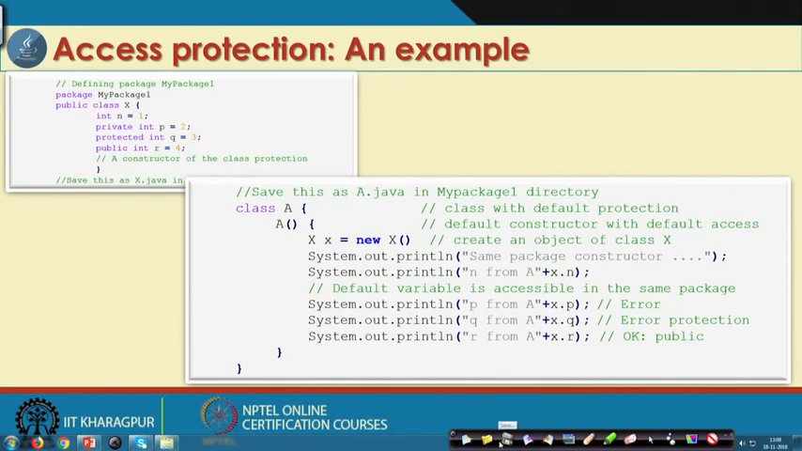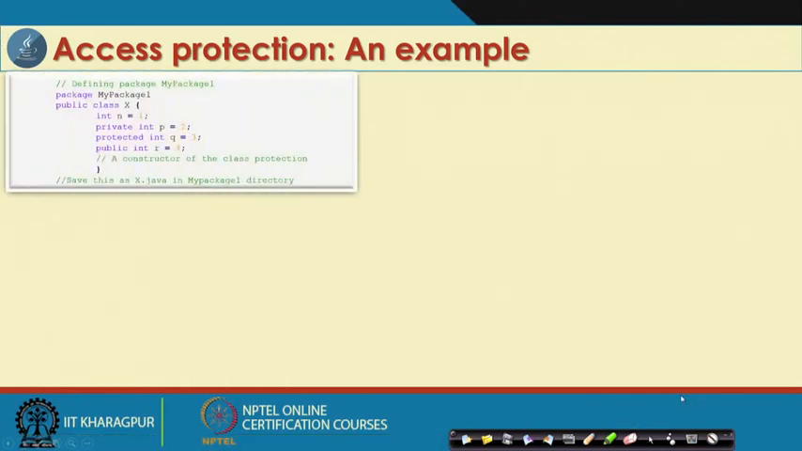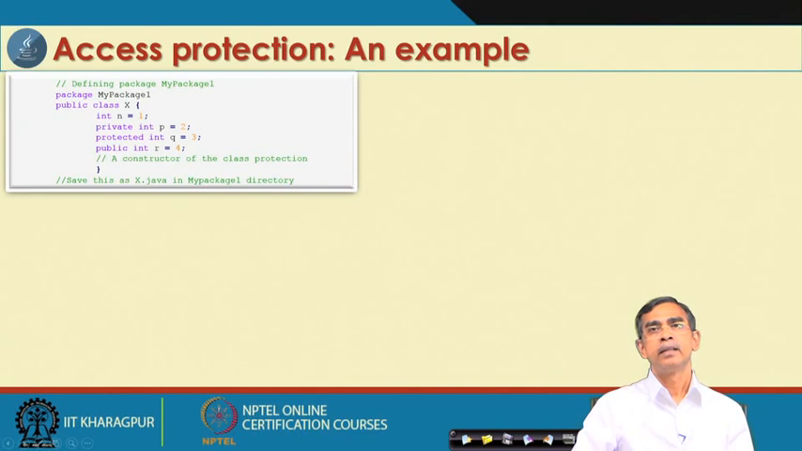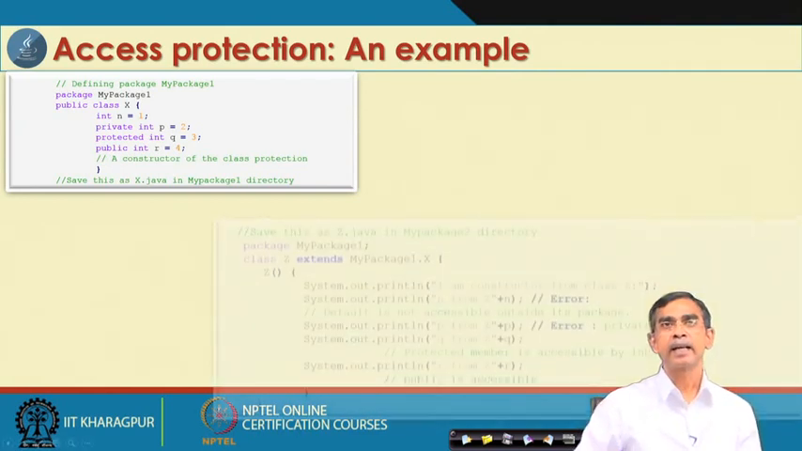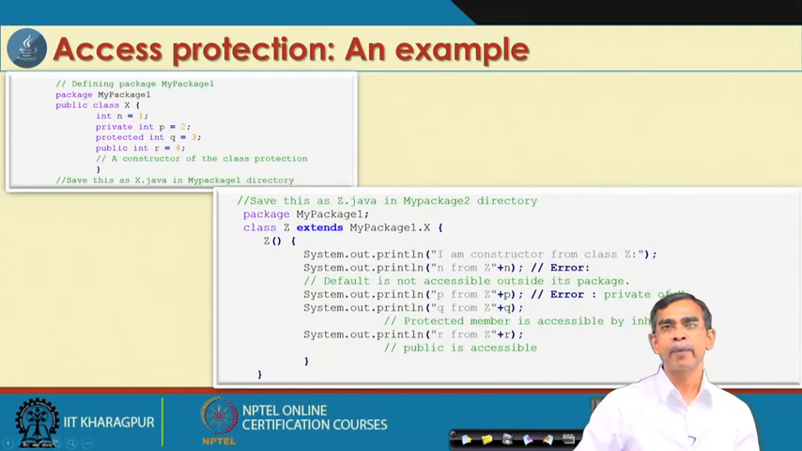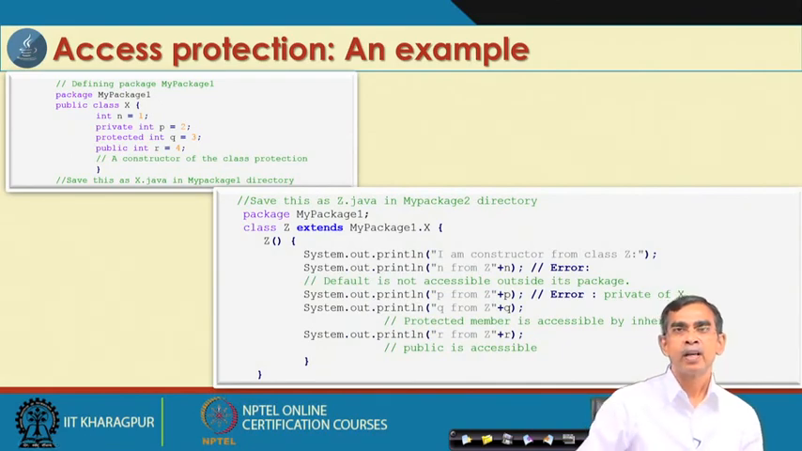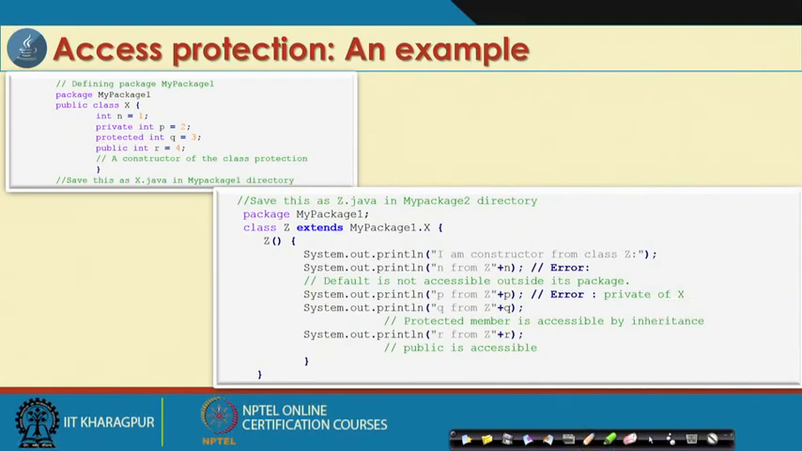Okay. So, these are the 3 classes that we have discussed with the different access modifiers. Now, let us come to another package called my package 2, and in my package 2, as I discussed, it has 2 classes, the class Z and class B. The class Z is the subclass of class X, but it is in a different directory. Now, let us see what will happen.